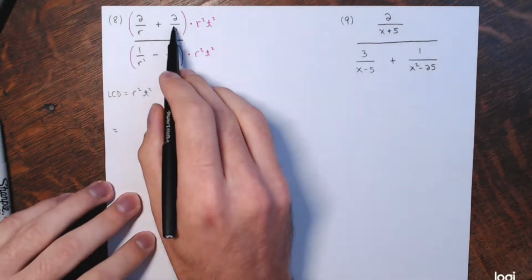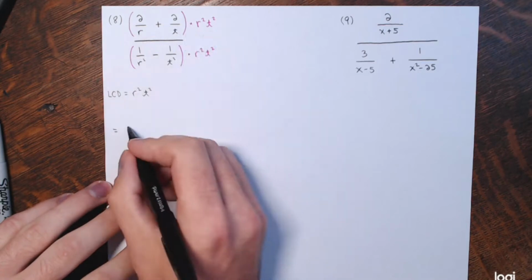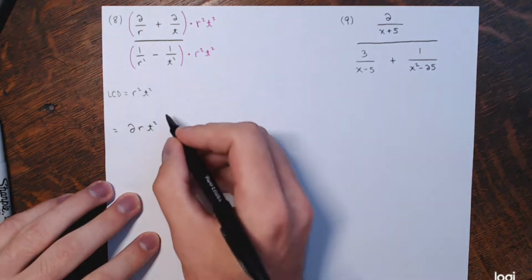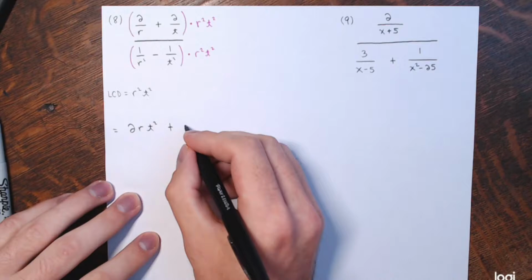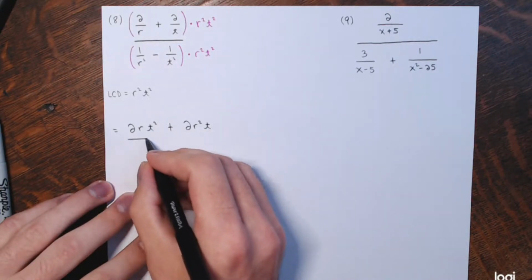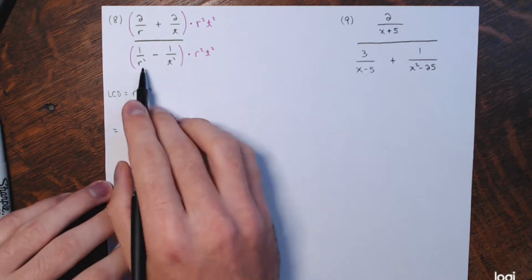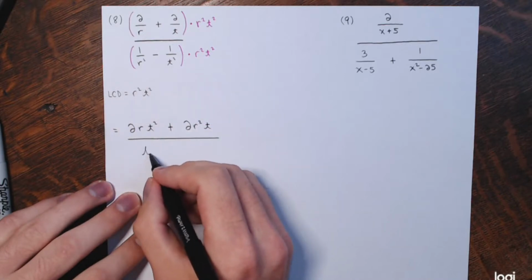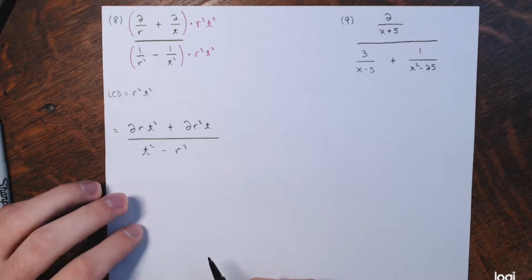Now up top, 2 over r times the LCD would be 2rt squared, right? One of the r's would cancel. Plus, 2 over t times r squared t squared would be 2r squared t. One of the t's would cancel. There's the numerator. Multiplying each term of the denominator by the LCD gives me t squared minus r squared. Again, I'm hoping you can just see what's canceling.